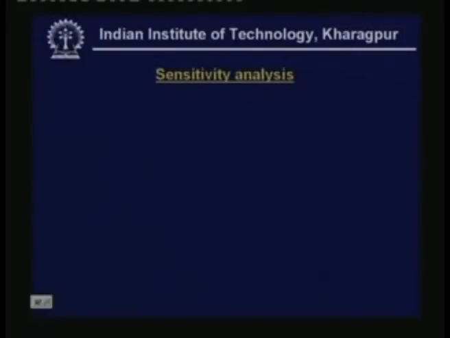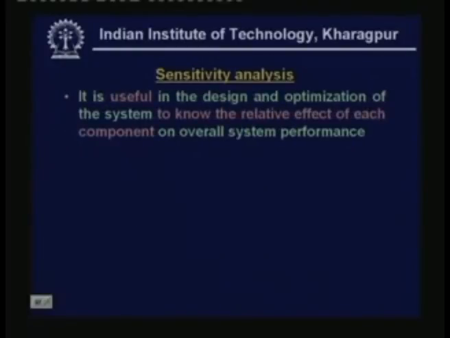An important aspect when you are doing the complete system analysis is what is known as a sensitivity analysis. What is sensitivity analysis and what is its use? This analysis is useful in the design and optimization of the system, and what does it tell us? It tells us the relative effect of each component on overall system performance.